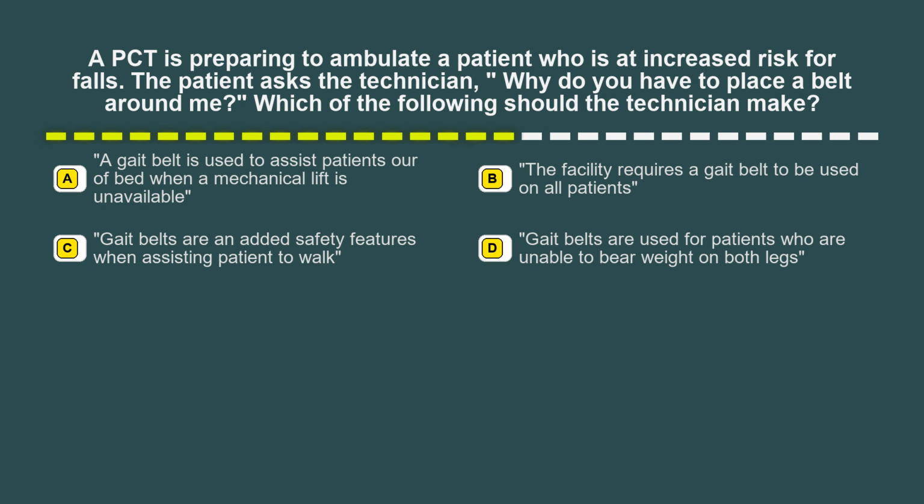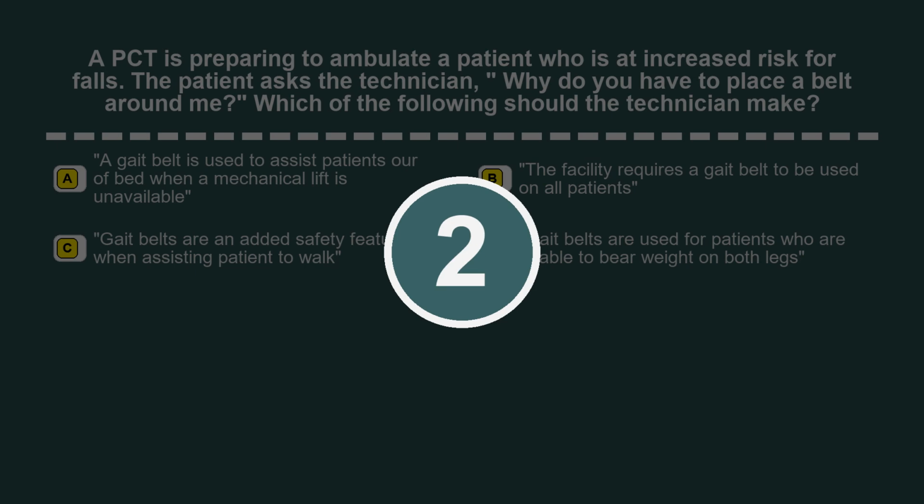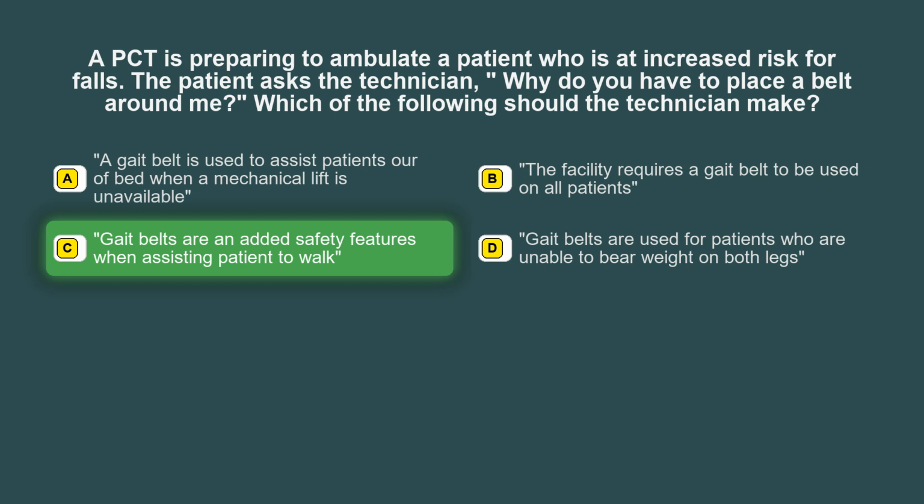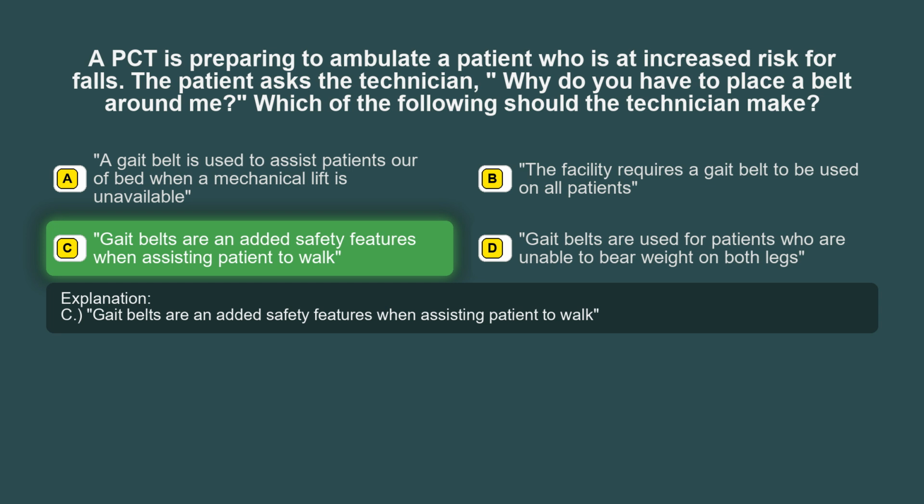Option A, a gait belt is used to assist patients out of bed when a mechanical lift is unavailable. Option B, the facility requires a gait belt to be used on all patients. Option C, gait belts are an added safety feature when assisting patients to walk. Option D, gait belts are used for patients who are unable to bear weight on both legs. The correct answer is option C, gait belts are an added safety feature when assisting patients to walk.